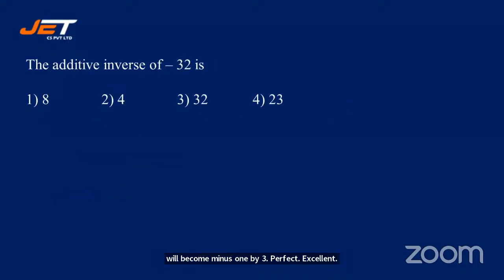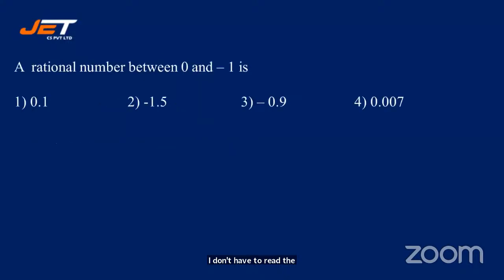The additive inverse. What do you mean by additive? The sign will change. All right. Yes. Let's see how many are giving me the right answer. A very swift answering is required for this, because no calculation is required. Yes, I'm very happy. This also almost all are giving me the correct answer. I don't have to read the names. Almost all. It is plus 32. Perfect. See the next question. A rational number between 0 and minus 1 is dash.